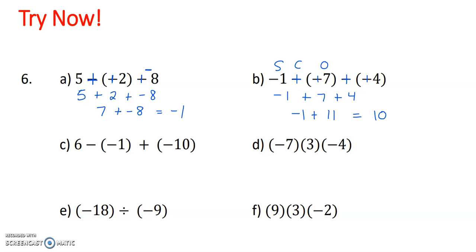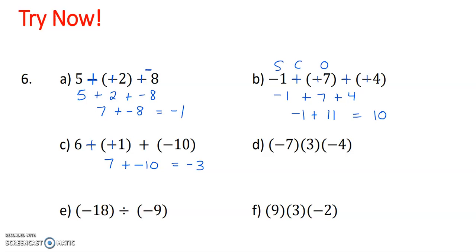We have 10 more positives than negatives. For c, we're going to add the opposite. This minus becomes a plus, and the -1 becomes a +1. We don't need to change our plus sign next door to that. So now we have 6 plus 1 plus -10. 6 plus 1 is 7, plus -10 means that we have more negatives than positives. We have 3 more negatives than positives. We subtract 10 minus 7.